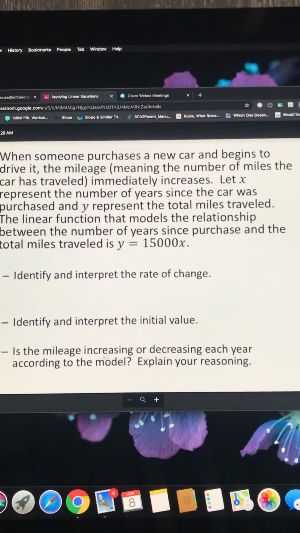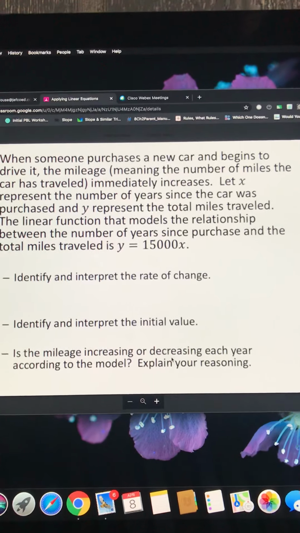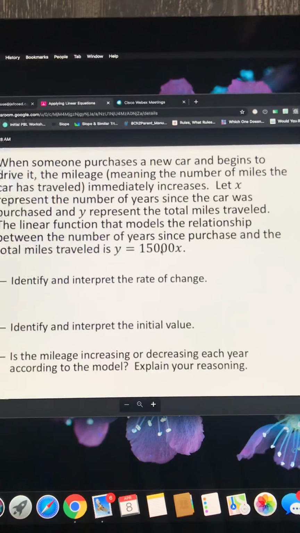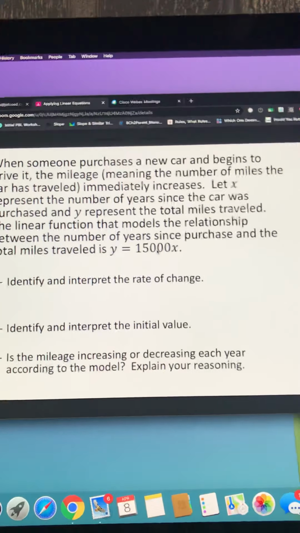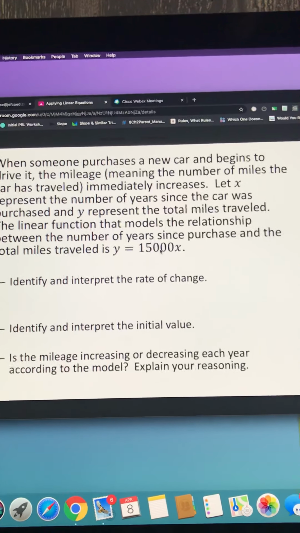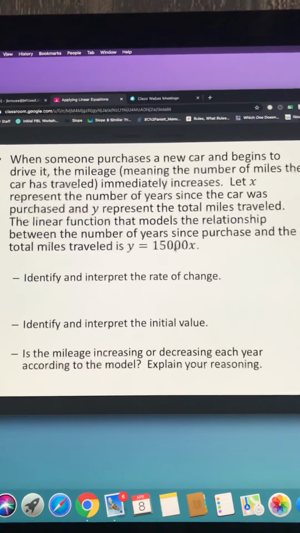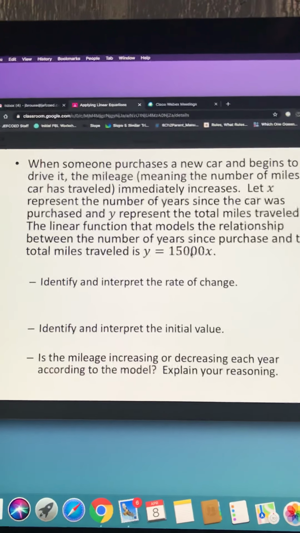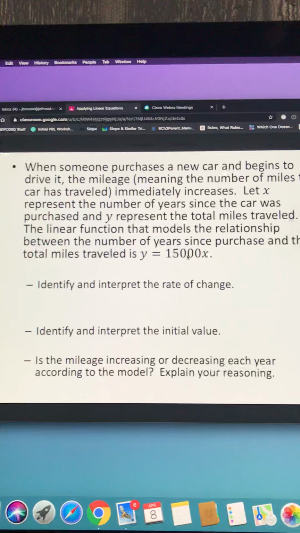And then for the last question, is the mileage increasing or decreasing? So if you're putting miles on the car, you're driving 15,000 miles a year, what happens to the mileage? Is it going up or is it going down? I hope this explanation helps, and let me know if it doesn't. I'll let you try the second one on your own for practice.